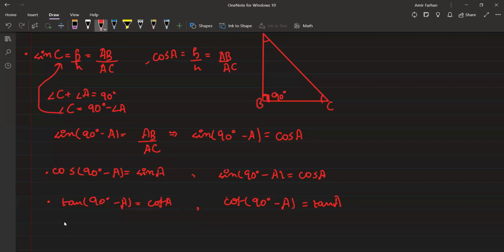Adil, trigonometry is all about practice. Practice as much as you can, dear. It's very important to practice trigonometry. That's why I'm advising you to at least complete NCERT for the school syllabus.